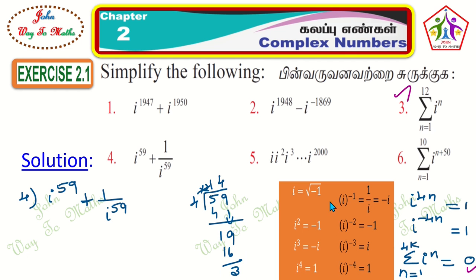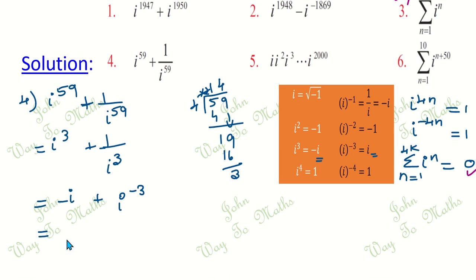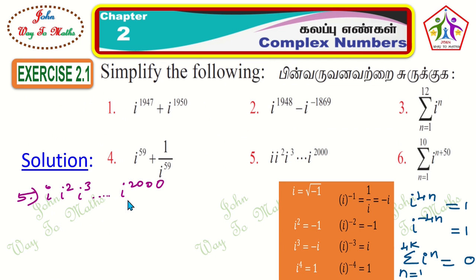Because once it becomes 4 times, i power 4n is equal to 1. So directly I will write only the remainder. So i power 3 plus, here also 59, so i power 3. So now I'm going to enter the value. i power 3 is equal to minus i plus 1 by, so this can be written as i power minus 3. So already we know the value: i power minus 3 becomes plus i. So which is equal to minus i, power minus 3 becomes plus i. So here plus i minus i cancel. So answer becomes 0.